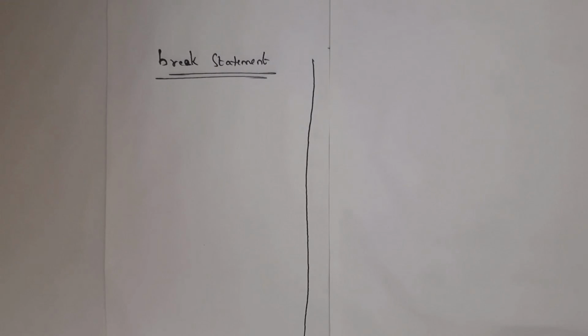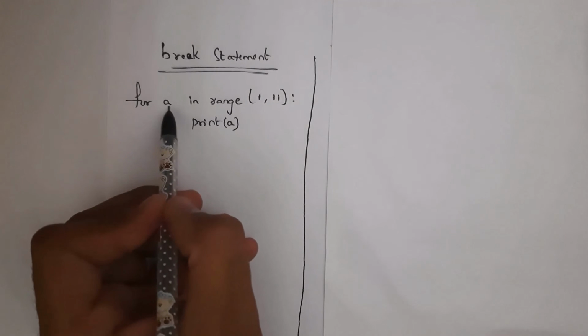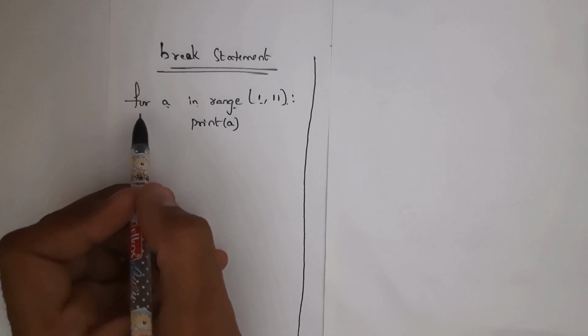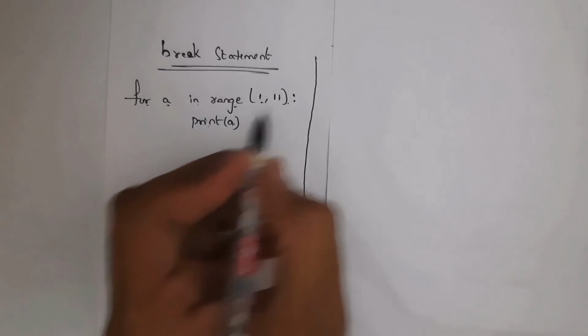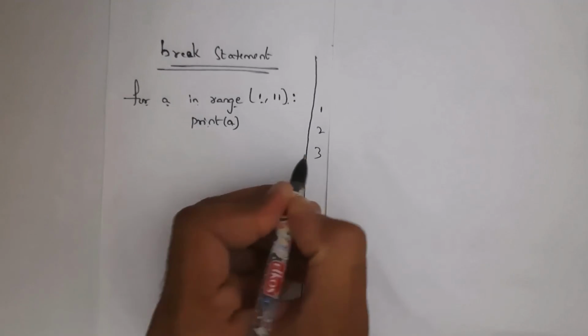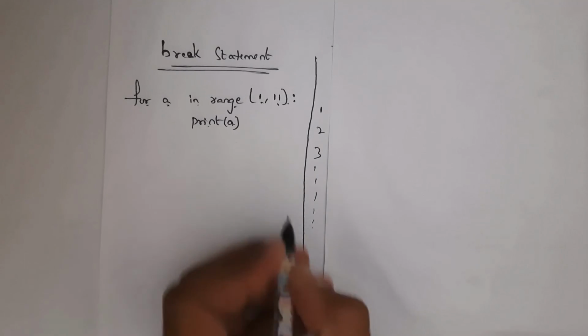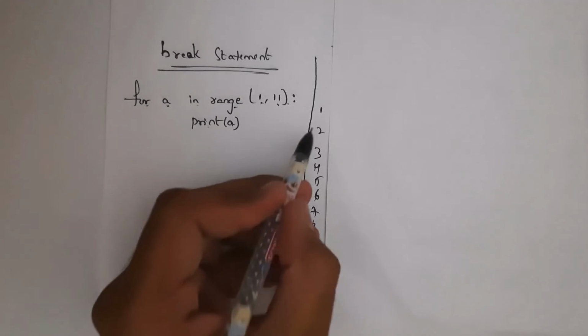Next I will explain the break statement. If you want to break a loop when a certain condition is reached, then you need to use the break statement. I will give an example. This is a program for loop. Here I want to print numbers from 1 to 10. So I took the variable name as a and I wrote in range 1 comma 11 colon and I wrote print a. So at first it will print value 1, 2, 3 till 10. Mean it will print numbers from 1 to 10. This is the output for this program.